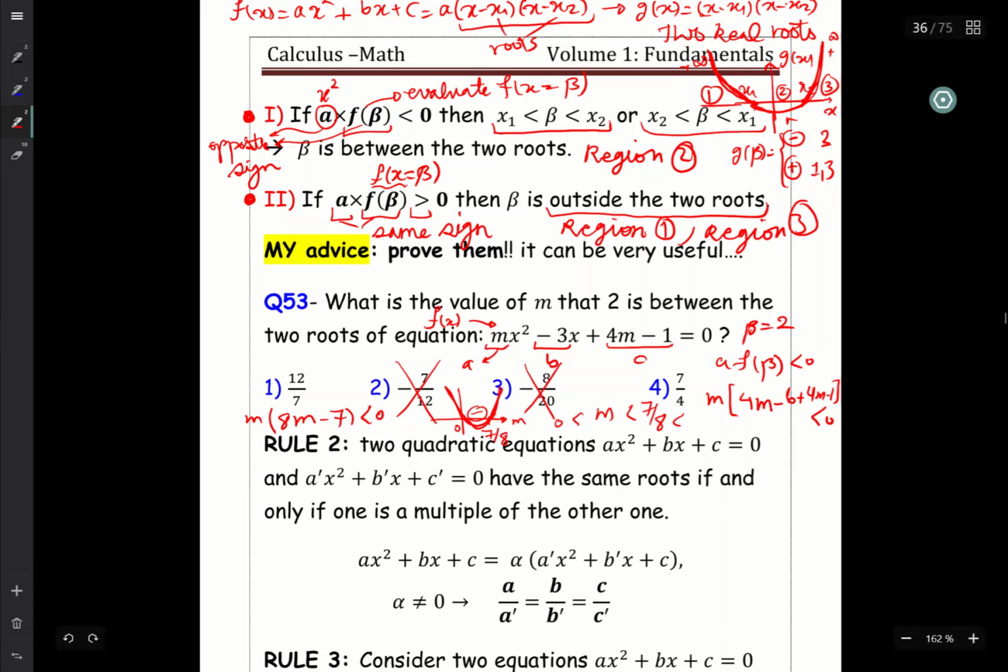Let's see if we made a mistake here. 2 is between the two roots, so m times 4m minus 6 plus 4m minus 1, 8m minus 7. So either m is... no, I guess we didn't make a mistake here.